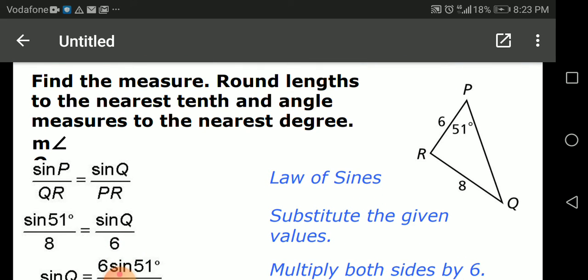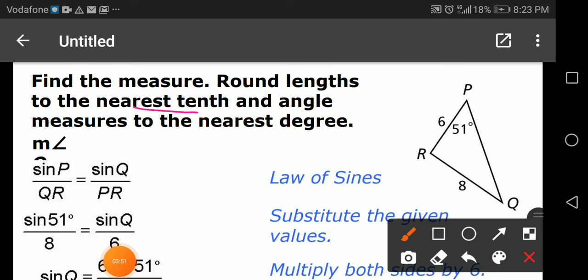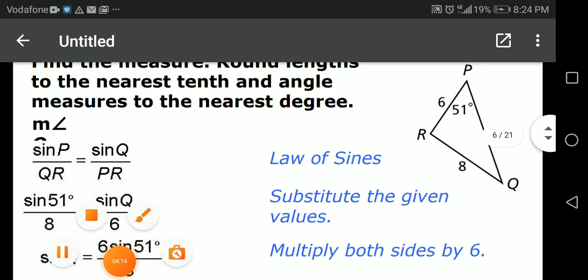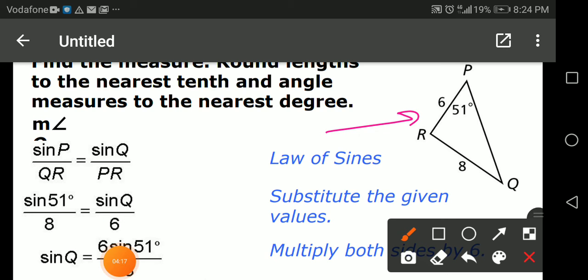Find the length to the nearest tenth, and the angle measure to the nearest degree. He asks me, after finding the length, to round to the nearest tenth, and the angle measure to the nearest degree. So how can I get the measure of angle Q? Here this is Q. It's very easy. We have the triangle here as you see. He needs me to find the measure of angle Q.